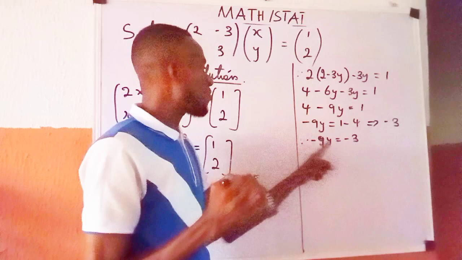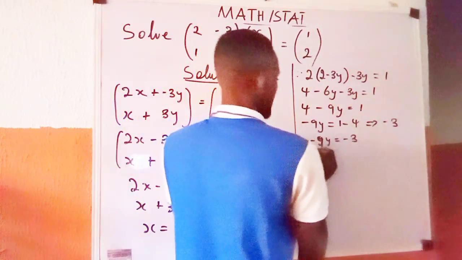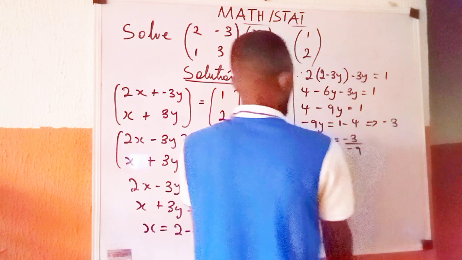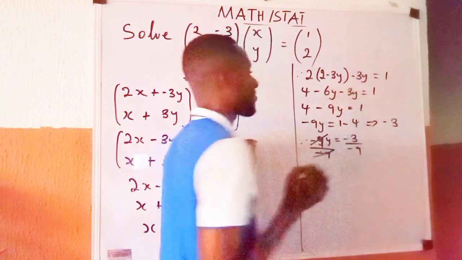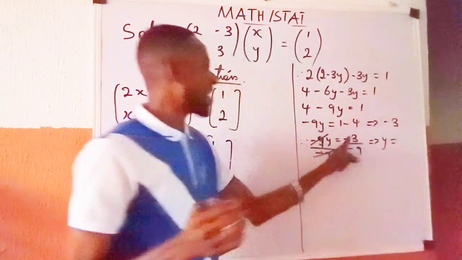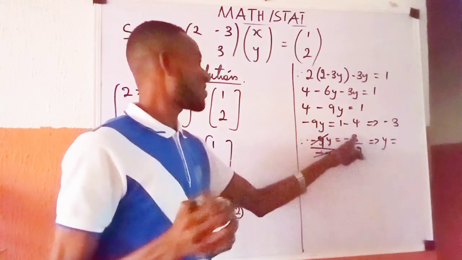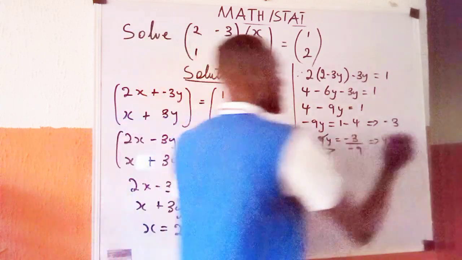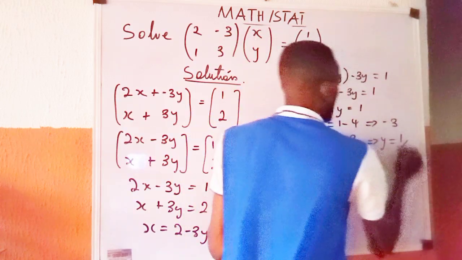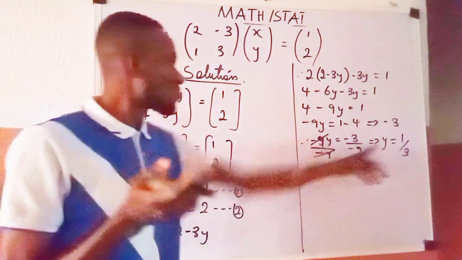To make y stand alone now, I will divide both sides by the coefficient of y, which is minus 9. So this is all over minus 9 and all over minus 9. So minus 9 can cancel minus 9. And I'm left with y equals, here is minus and minus. Minus and minus will cancel off to give me plus. Here is my 3. 3 into itself is 1, all over 3 into 9 is 3. So I now come to terms that y equals 1 over 3.